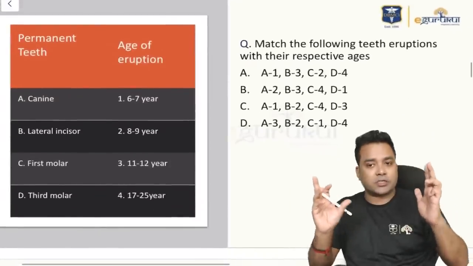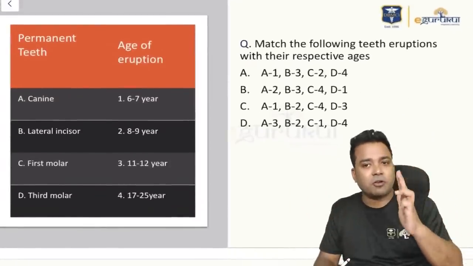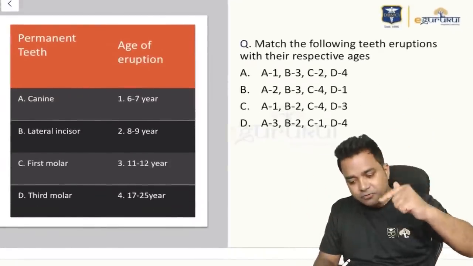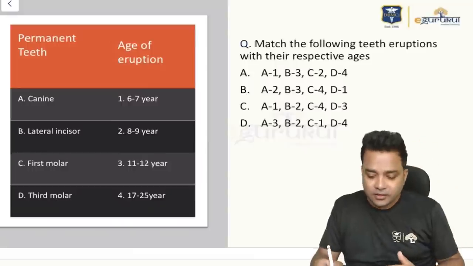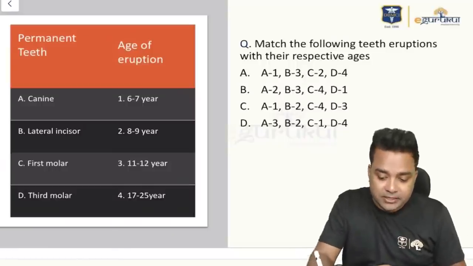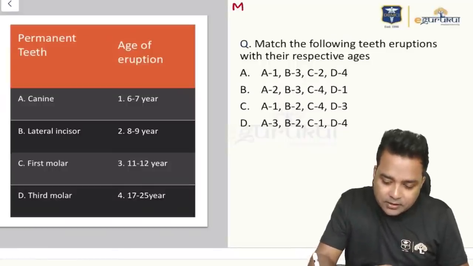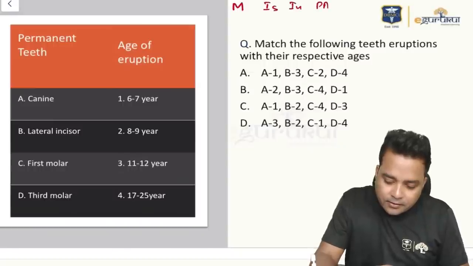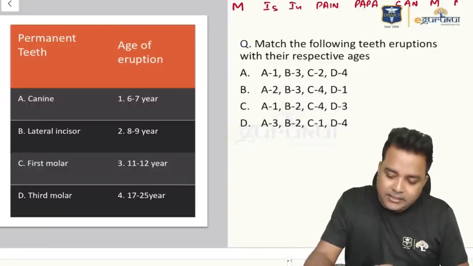This was a teeth based question. So try to recall what are the ages of eruption of permanent teeth. The simple mnemonic is there now. Whenever mummy is in pain, papa can make medicine.